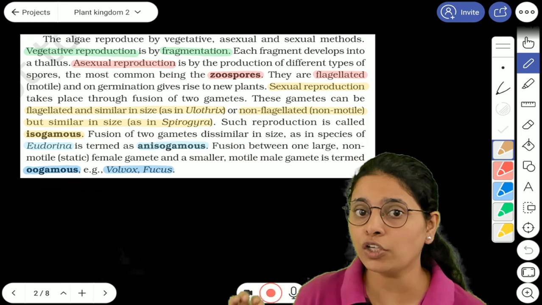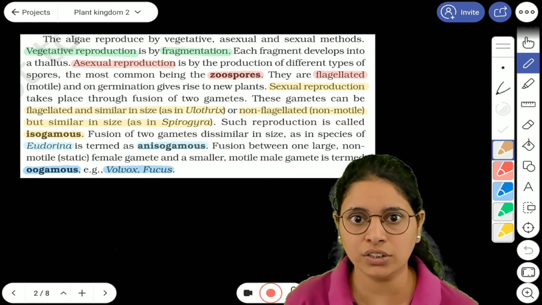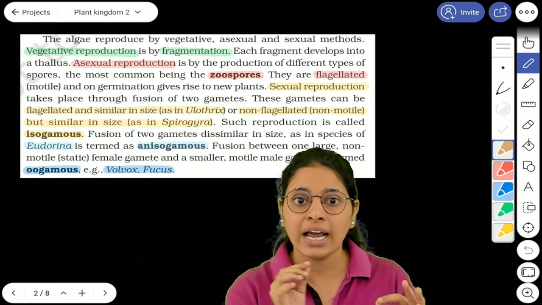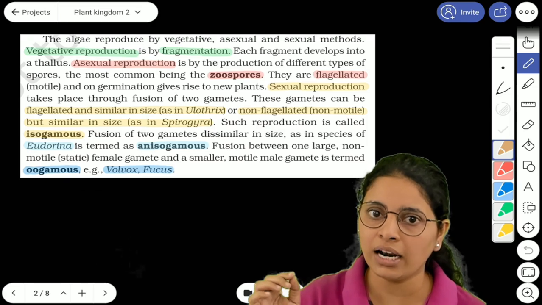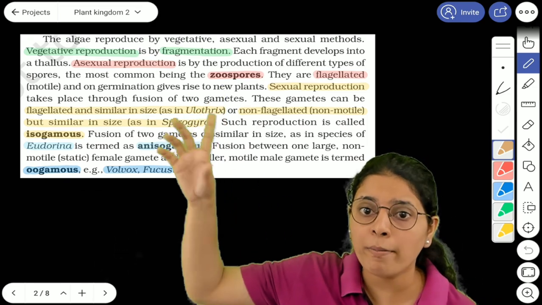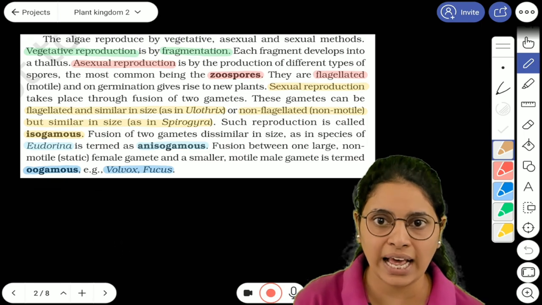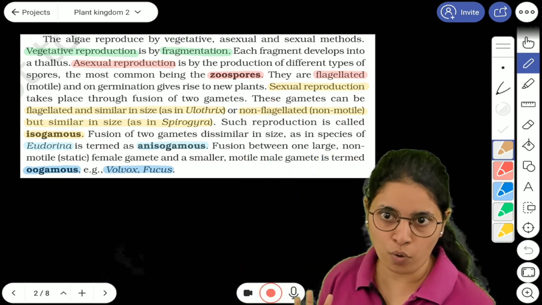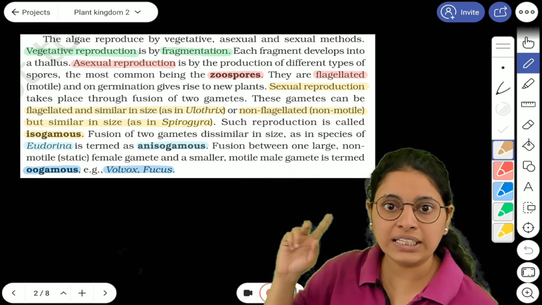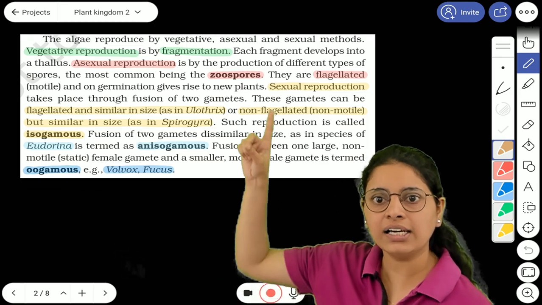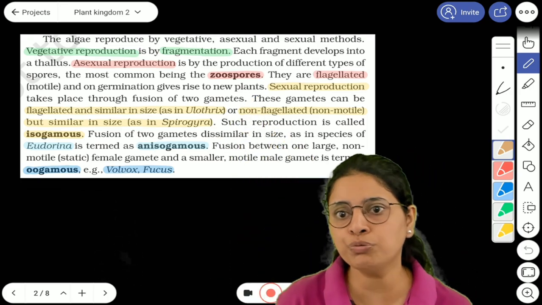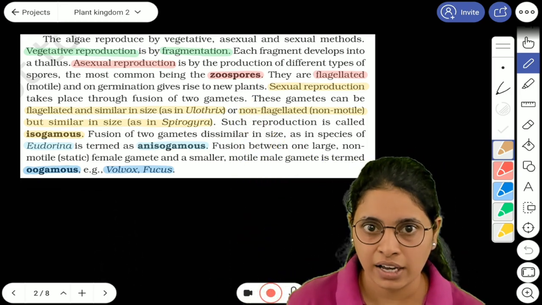As we are talking about asexual reproduction, here some specific asexual spores are produced. The most common spore produced during asexual reproduction in algae is the zoospore. Very important. Which asexual spores are produced? Zoospores. Now these zoospores are flagellated, right?